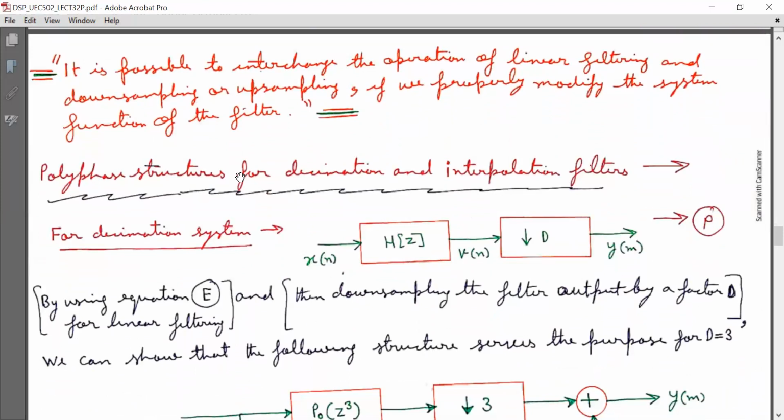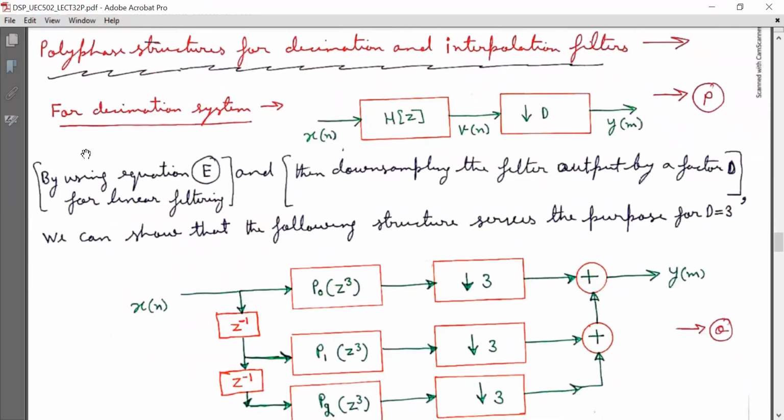Now, polyphase structures for decimation and interpolation filters. For a decimation system, this is the conventional block diagram: x(n) is the input. It is passed through a pre-filtering structure H(z), that is the anti-aliasing filter, and the output of the anti-aliasing filter is v(n), and now v(n) is downsampled to give output y(m). This block diagram P represents the conventional decimation system. Now I will use equation E for linear filtering and downsampling the filter output by a factor D.